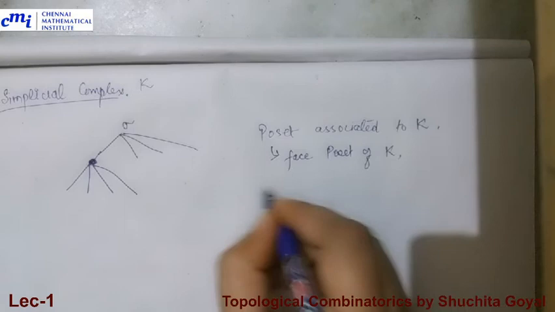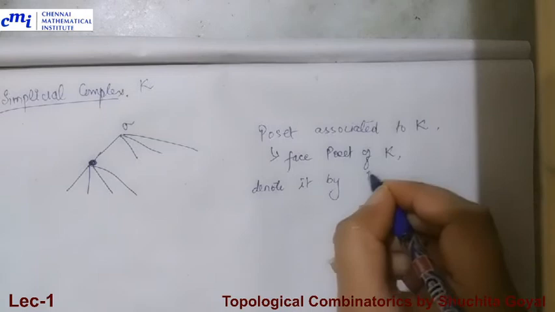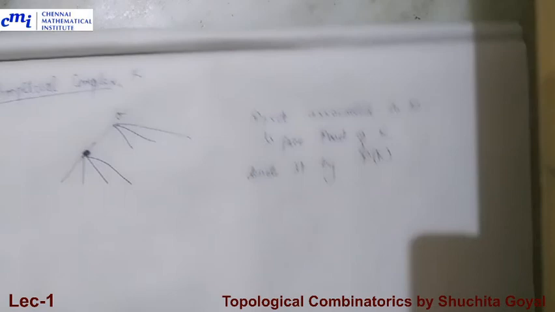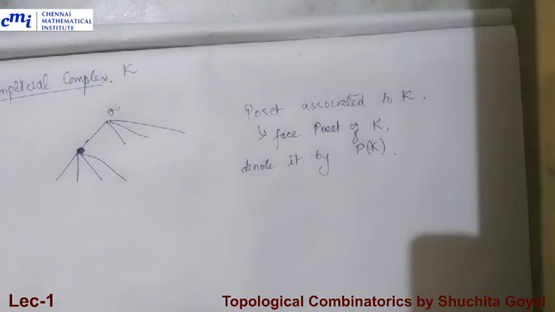Such a poset is called a face poset, and we denote it by face poset of K. You just keep on taking the set of non-empty simplices of the complex K and order them by inclusion. Now, there is an interesting point here: when you look at the Hasse diagram of a poset, it just keeps on listing the elements, where any element is connected to just its immediate predecessor and immediate successor.